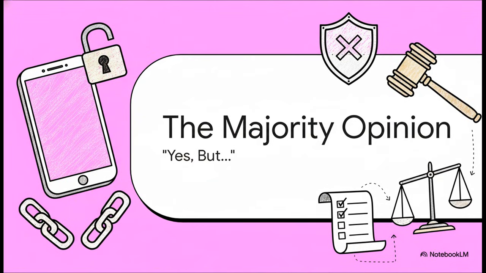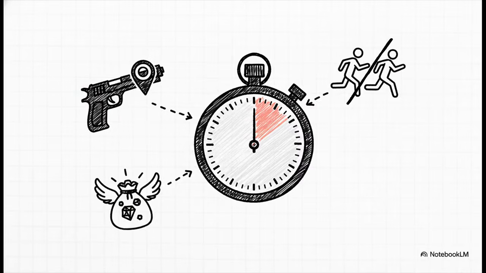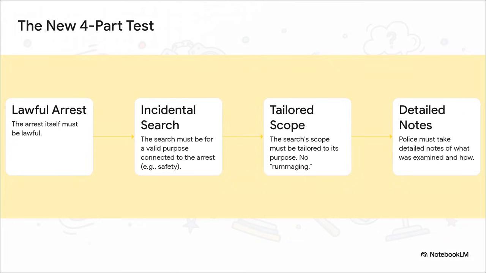Okay, let's get into what the judges thought. The majority of them landed on a kind of "yes, but" answer. They said, yes, a warrantless search could be constitutional, but only if police followed some brand new, very strict rules. Now, their thinking was pretty practical. They were looking at it from a policing perspective. Sometimes, they argued, searching a phone right away is absolutely critical. It helps them find a gun before it's used again, or track down accomplices before they get away, real-world urgent situations. So to balance that need with our privacy, the court came up with this brand new 4-part test.